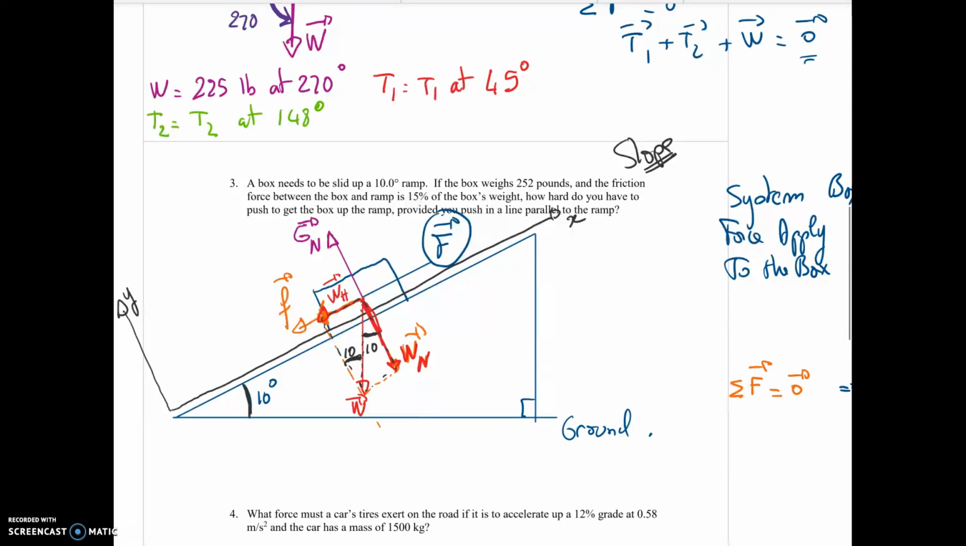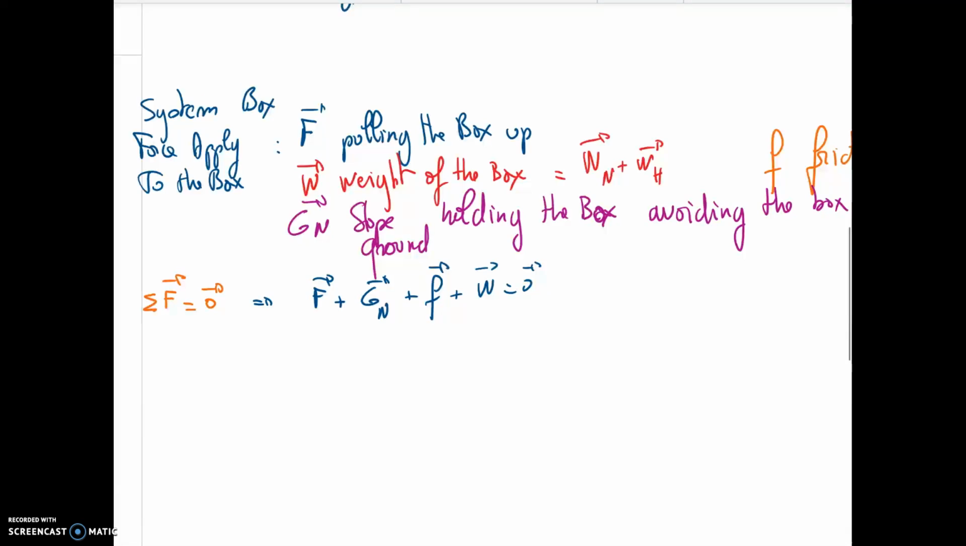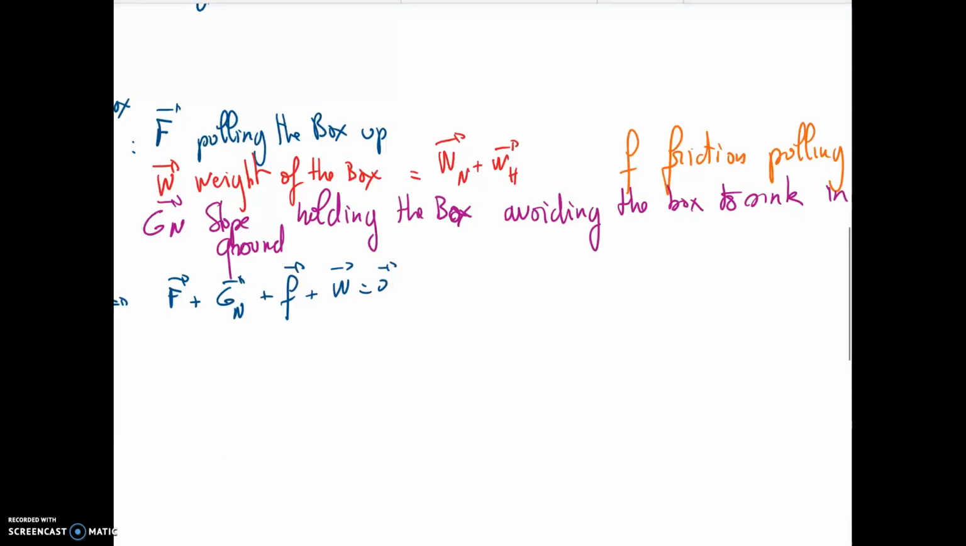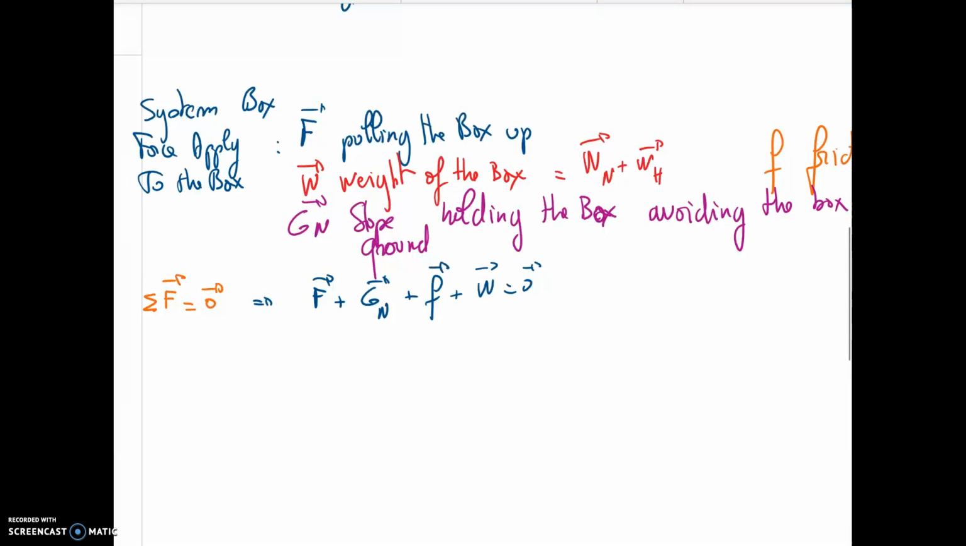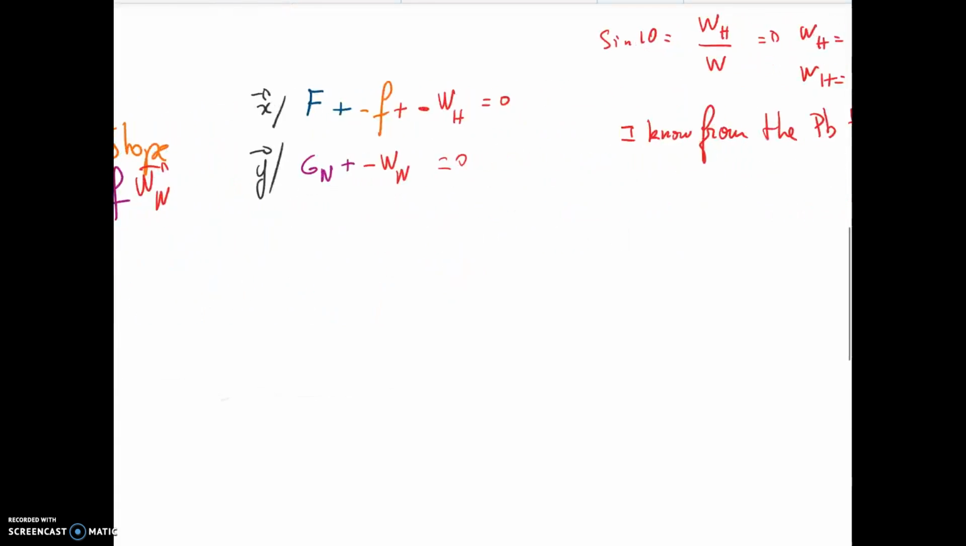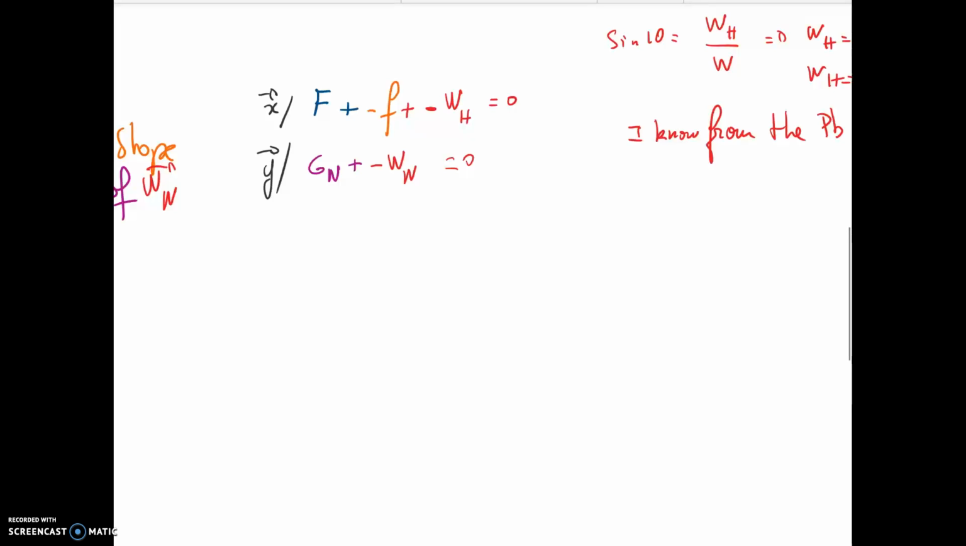So again, we have the system, which is the box, the force pulling the box, and W, which is the weight of the box, defined in two separate forces, the normal to the slope and the horizontal to the slope. Gn is the slope ground force holding the box, avoiding the box sinking into the ground slope. So now if I want to apply my first Newton's law, I'm going to have F plus Gn plus f plus W equals 0. I'll let you look at the picture you should have in front of you.